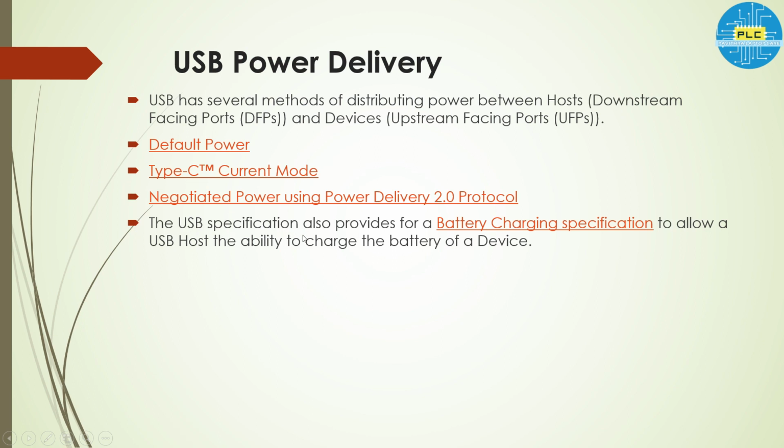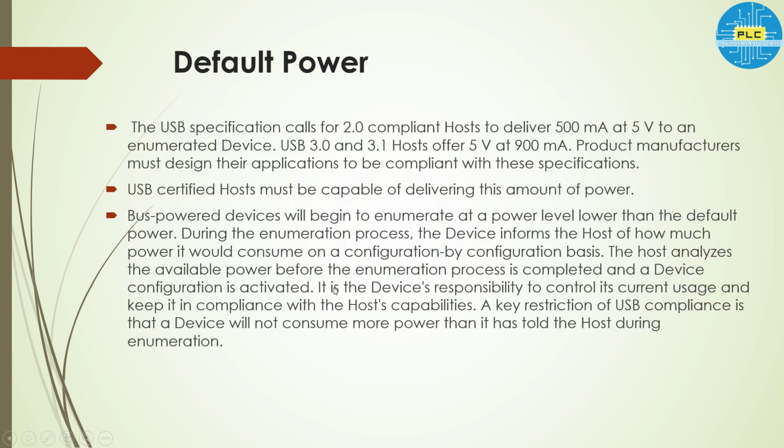The USB specification also provides for a battery charging specification to allow a USB host the ability to charge the battery of a device. There are three modes: one is default power, second is Type-C current mode, third is negotiated power using PD. Now, what is default power?